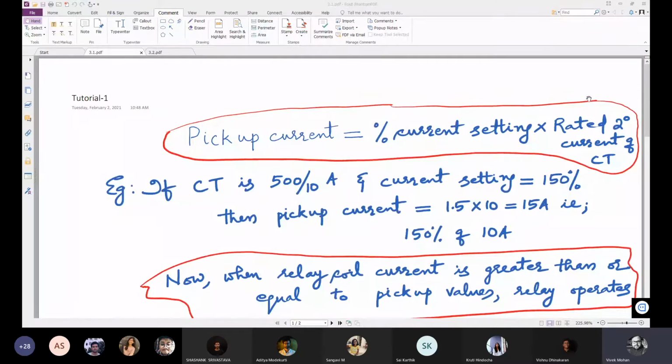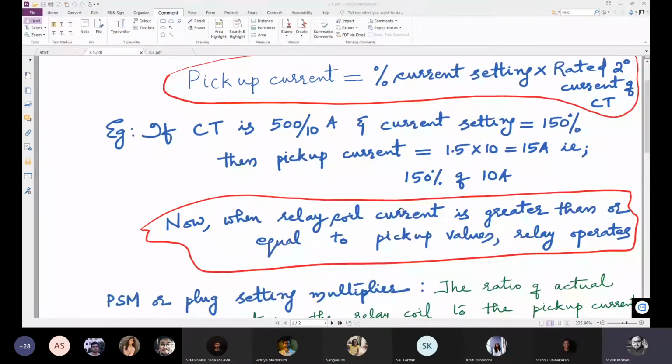In the example, it is shown that if CT is 500 by 10 amps and current setting is equal to 150%, then the pickup current equals 1.5 into 10, which is equal to 15 amps. Now that is 150% of 10 amps, right? When the relay coil current is greater than or equal to the pickup value, the relay operates. But how much time will it take for the relay to operate? To find that, we have to go to the inverse time characteristic of the relay.